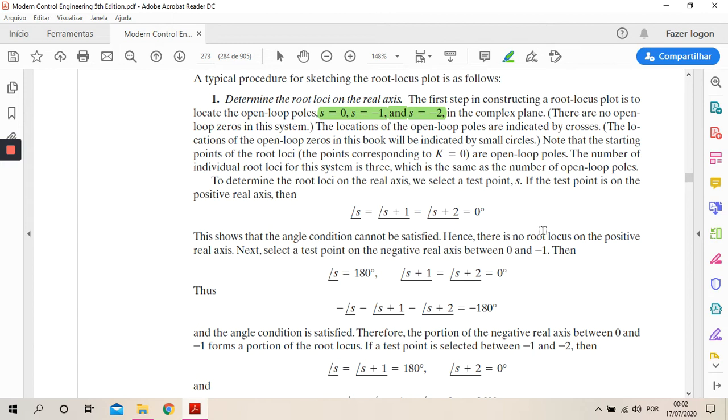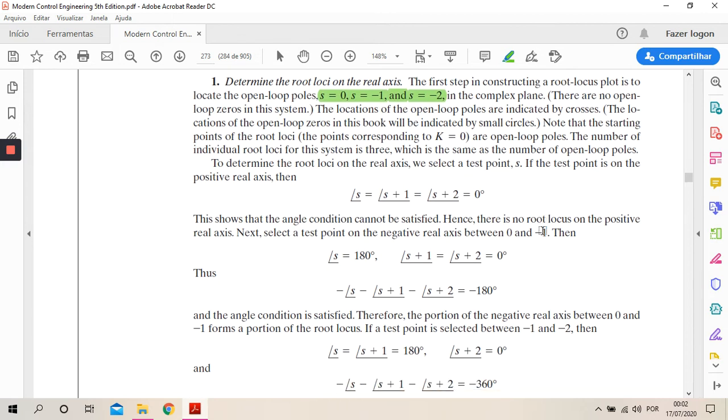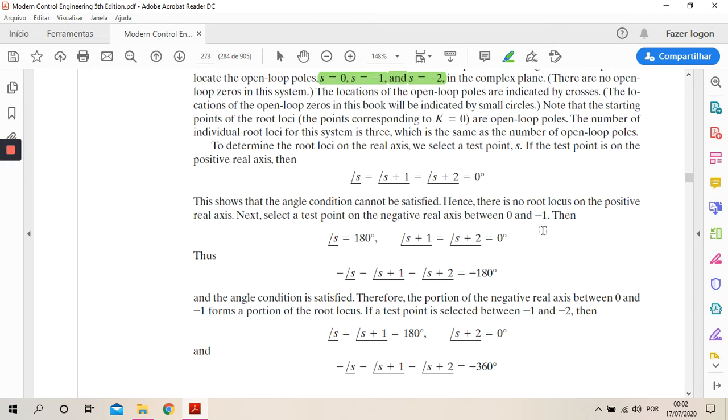Note that the starting points of the root loci, the points corresponding to k equal to 0, are open loop poles. The number of individual root loci for this system is 3, which is the same as the number of open loop poles. Okay, let's see the loci of the root here.